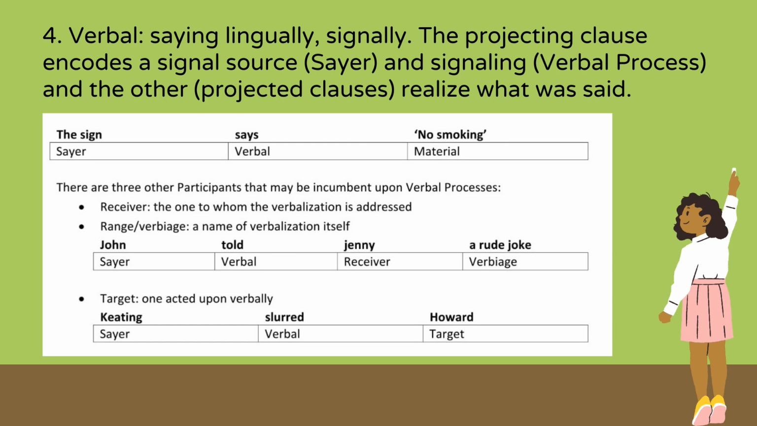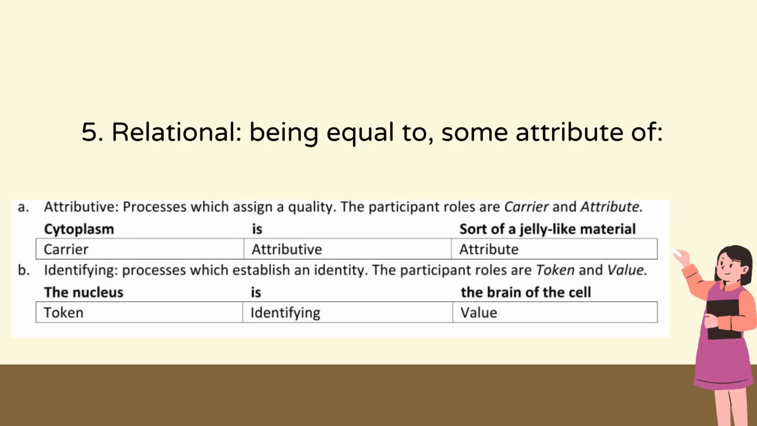Next, we move to the relational process, being equal to or some attribute of. The first is attributive, a process which assigns a quality. The participant roles here are carrier and attribute. And then the second is identifying. Identifying here means processes which establish an identity. The participant roles are token and value. And you can see the examples below. There are two kinds of examples here.